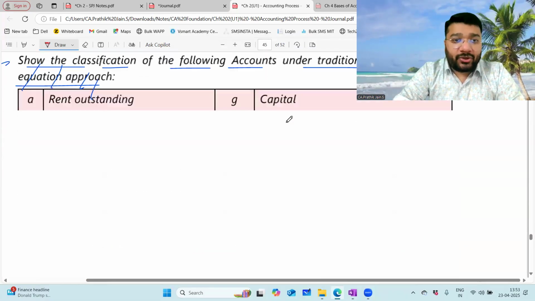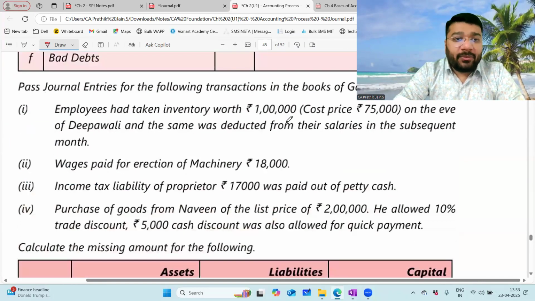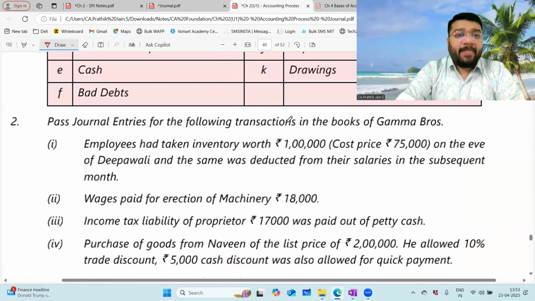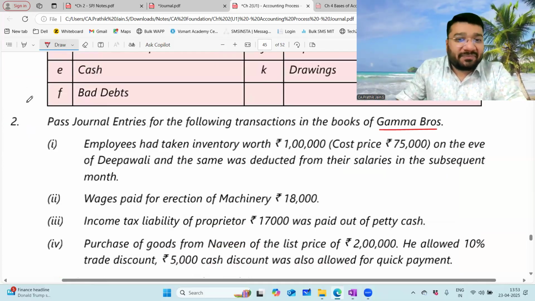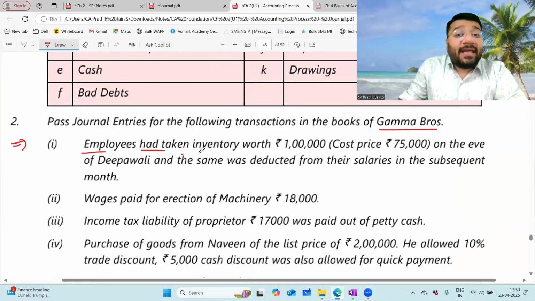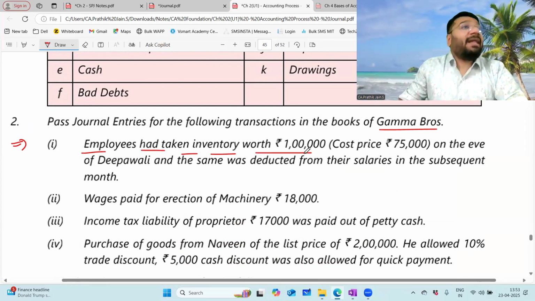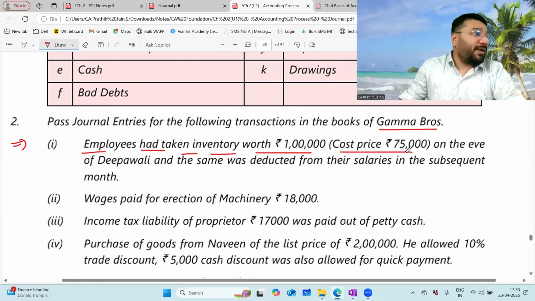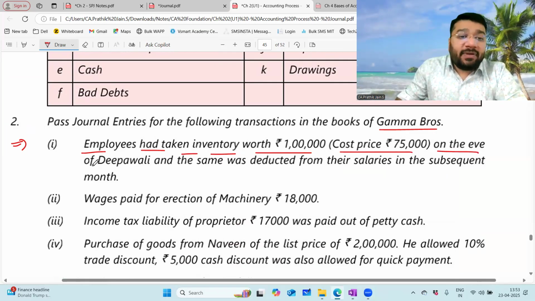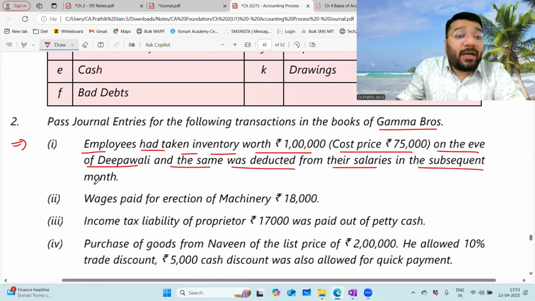Now, coming to the second question. Practical question 2. Very important. Pass journal entries for the following transaction in the books of Gamma Bros. What a name. Now, an employee had taken inventory worth 1 lakh, cost price 75,000, on the occasion of Deepavali, and the same was deducted from their salaries in the subsequent month.